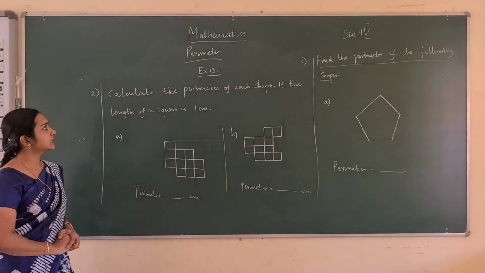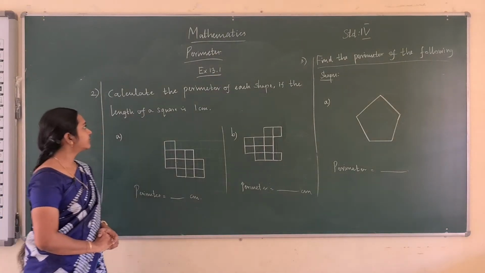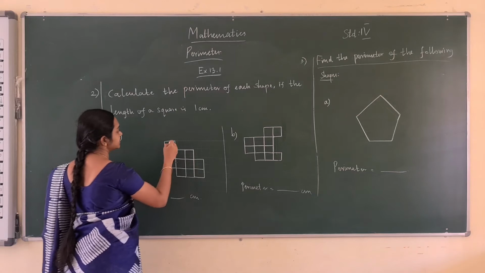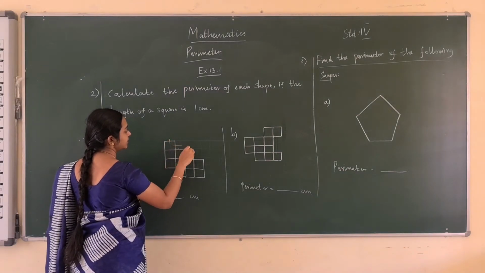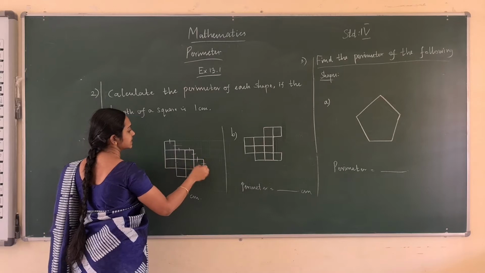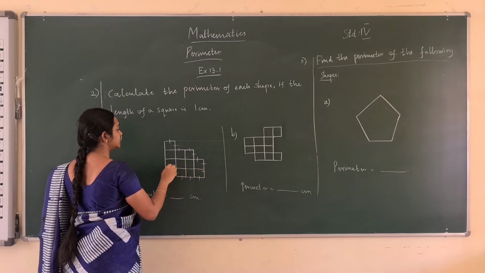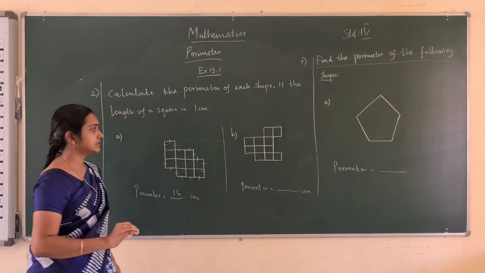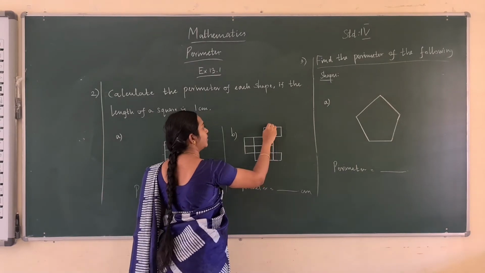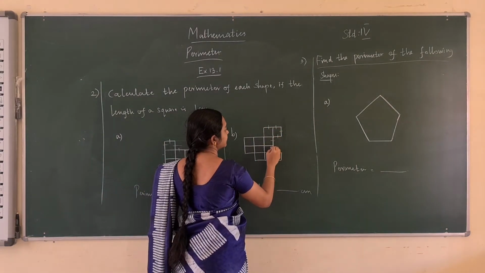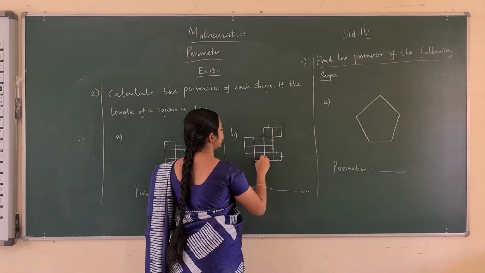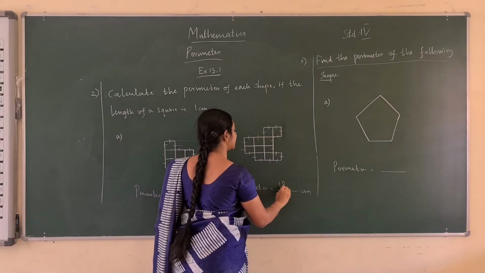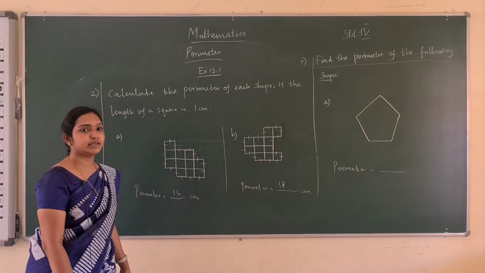Second question, calculate the perimeter of each shape if the length of a square is 1 centimeter. Calculate the perimeter. 1, 2, 3, up to 16. So, the perimeter is 16 centimeters. Here, counting 1, 2, 3, up to 18. So, the perimeter is 18 centimeters.